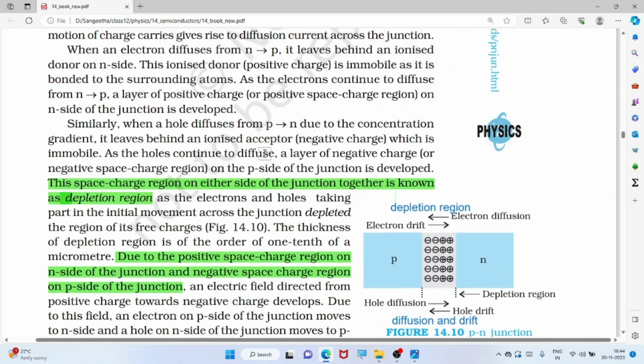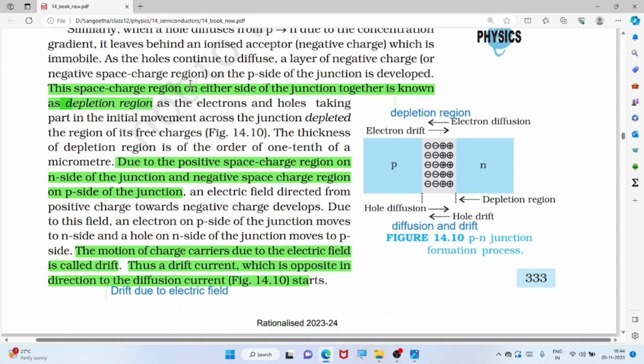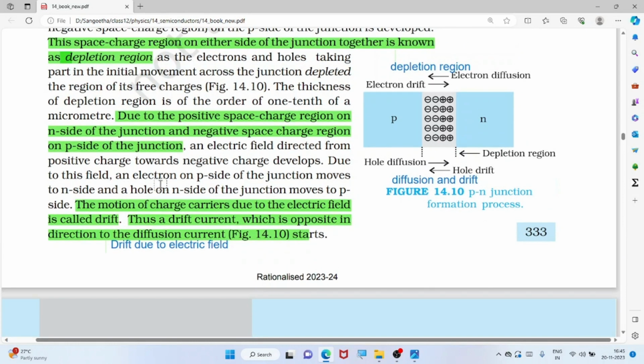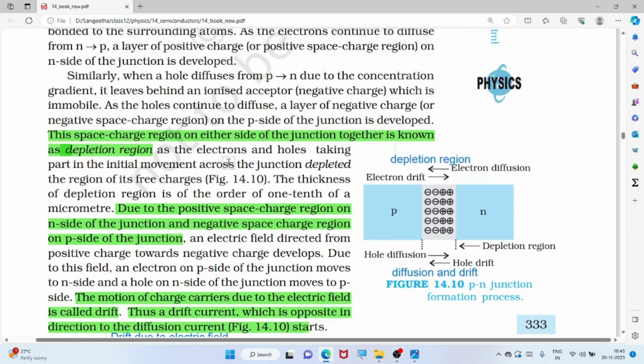Diffusion creates an electric potential in the barrier. This is electron diffusion, electrons from here to this side, holes from this side to this side, hole diffusion. This generates a region called the depletion region. Due to this, a potential is generated at this junction, called the barrier potential. The motion of the charge carriers due to the electric field is called drift. This is diffusion and drift.